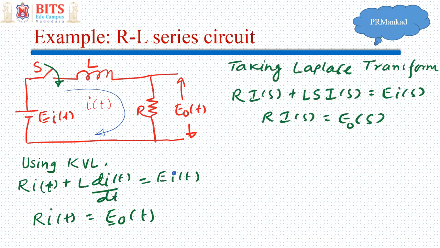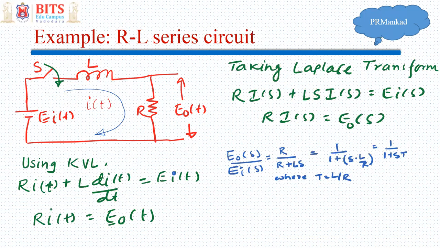I can take the Laplace transform and I get these equations. Now I just have to take the ratio of Eo(s) over Ei(s) to get the transfer function. So I can find out the transfer function, and you can see that it is a classical first order transfer function, right? So this is an example of a first order system. So whatever we have learned is applicable to the first order system, that is the RL series circuit, right?